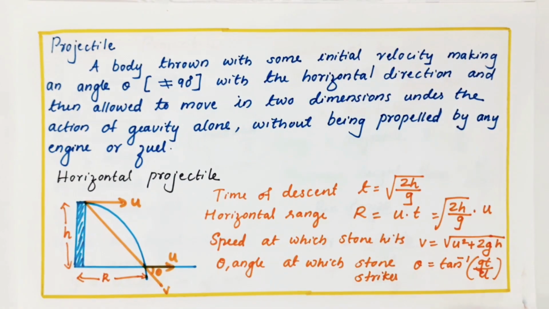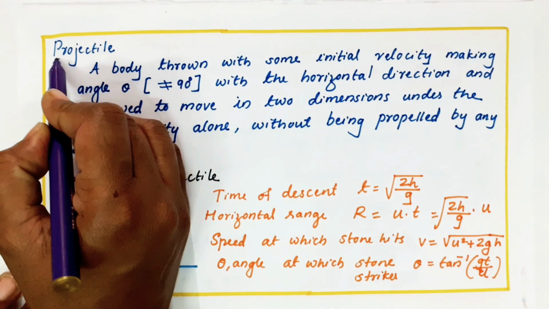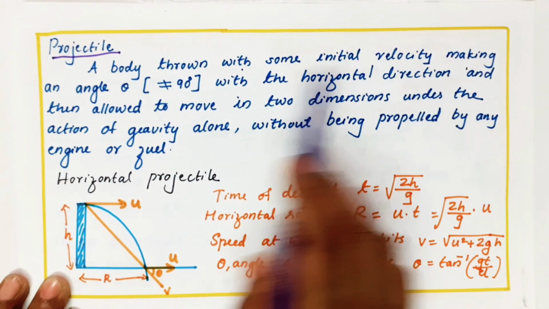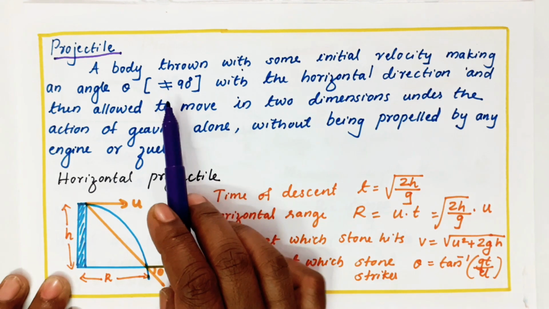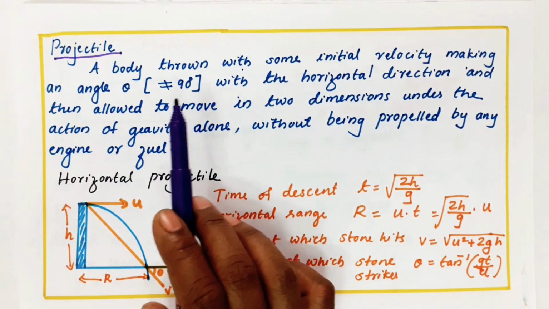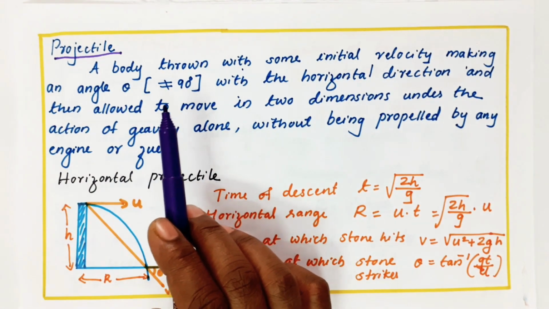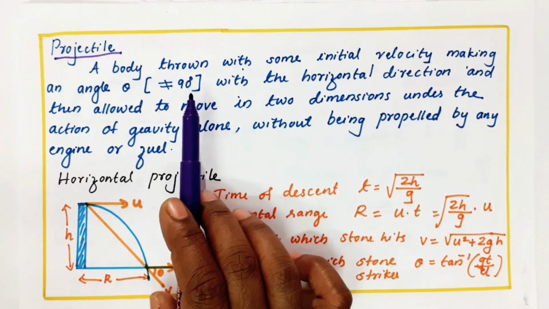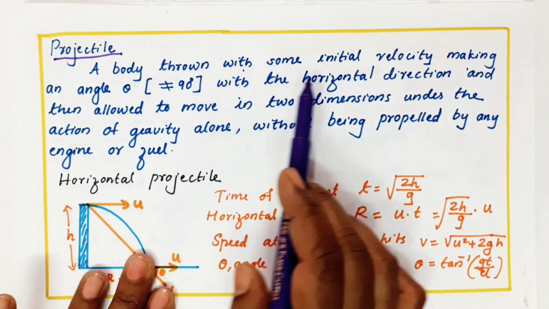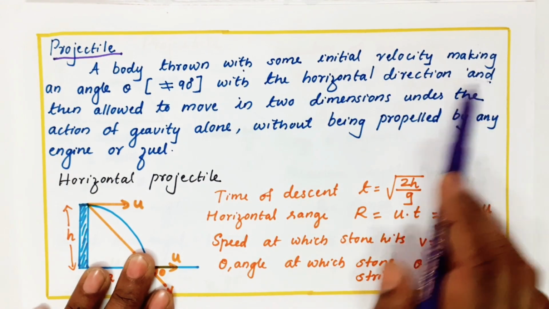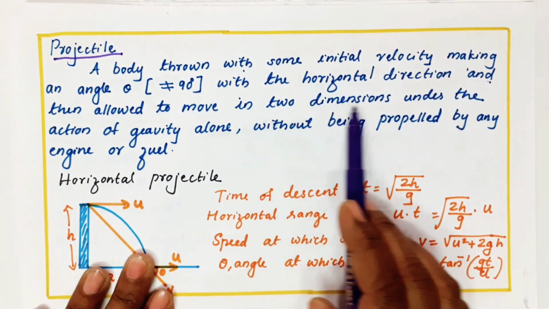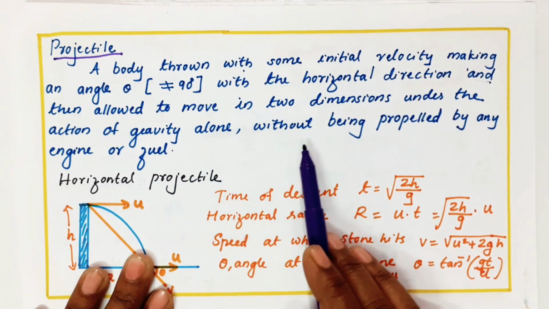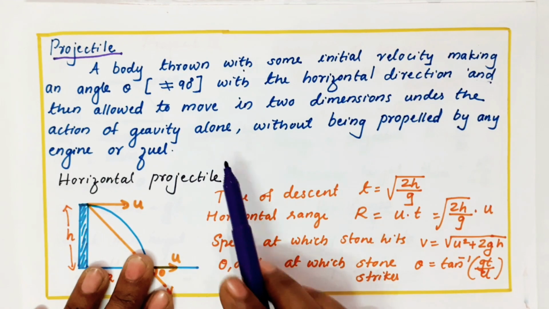Next, projectile. What is called a projectile? A body thrown with some initial velocity making an angle theta that is not equal to 90 degrees, because 90 degrees we discussed in the previous video, it is a vertically projected body. So other than 90 degrees, if you project a body at any angle with the horizontal direction, then it is allowed to move in two dimensions under the action of gravity alone, without being propelled by any engine or fuel.